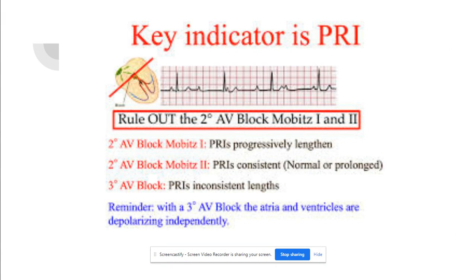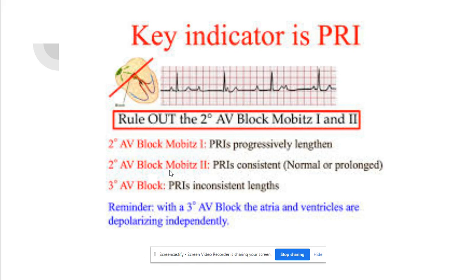The key indicator for figuring these out is the PR interval. Rule out the second degree AV block Mobitz 1 and 2 by looking at the PRI. In the second degree AV block Mobitz type 1, the PRIs progressively lengthen. So gradually we're getting a longer PRI and then a missed QRS.